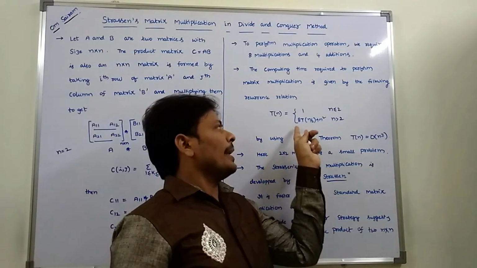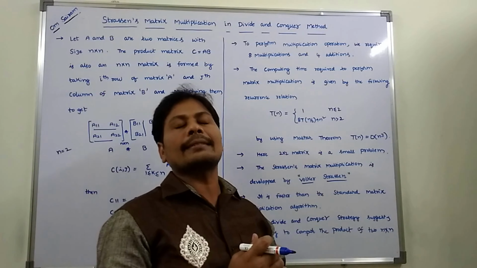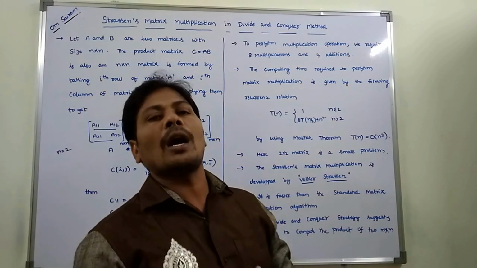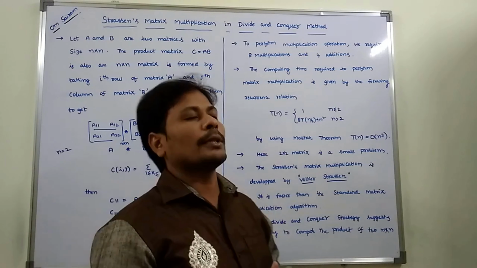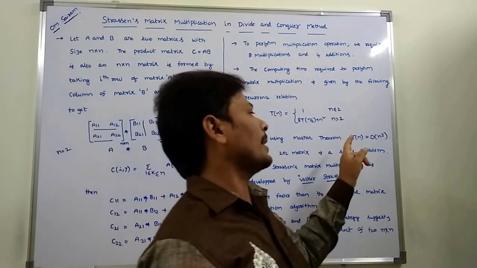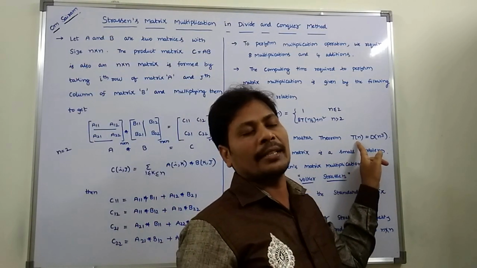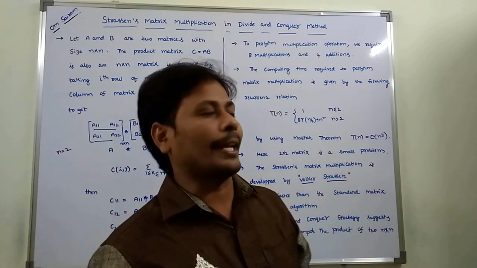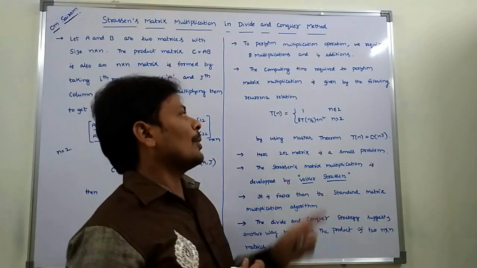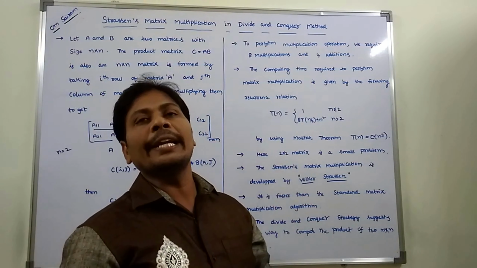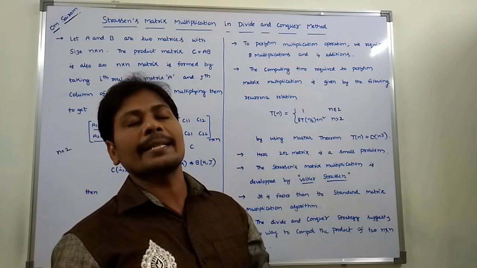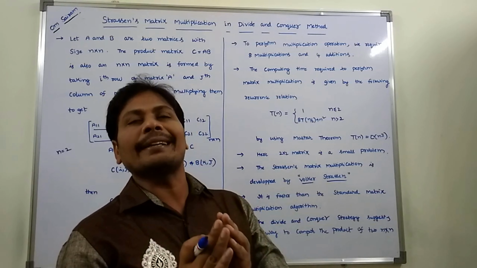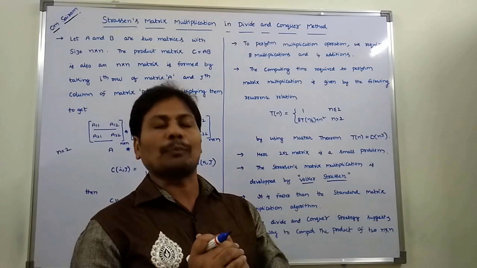By solving this recurrence relation using the substitution method or the master method, the time complexity for matrix multiplication is P of n equal to big O of n cube. Here we take only a 2x2 matrix, which is a small problem. So that 2x2 matrix can be treated as a small problem.